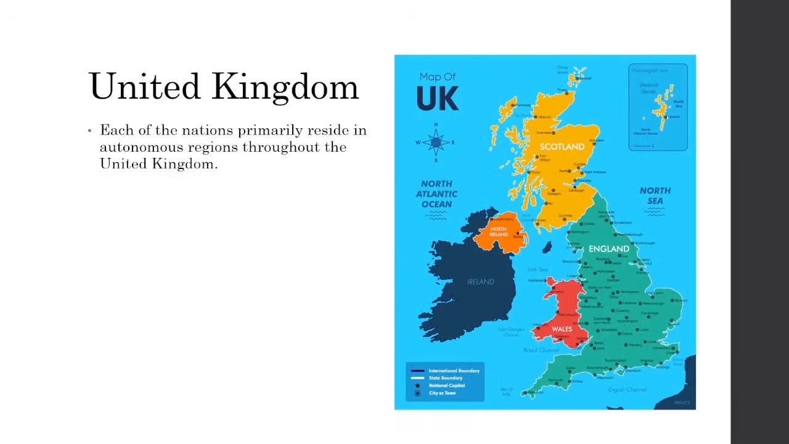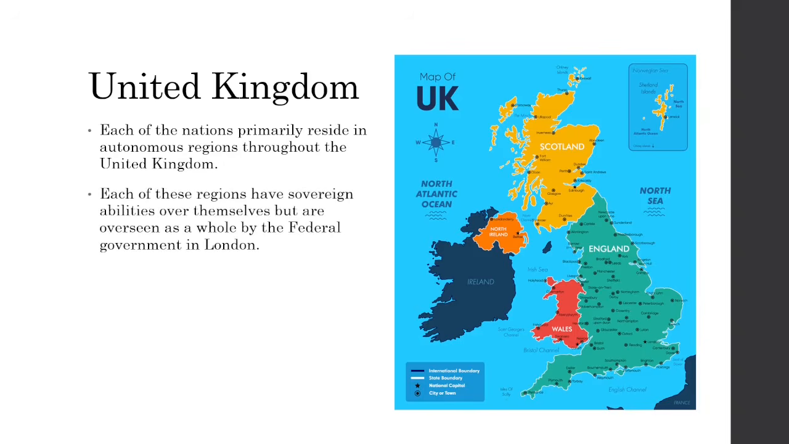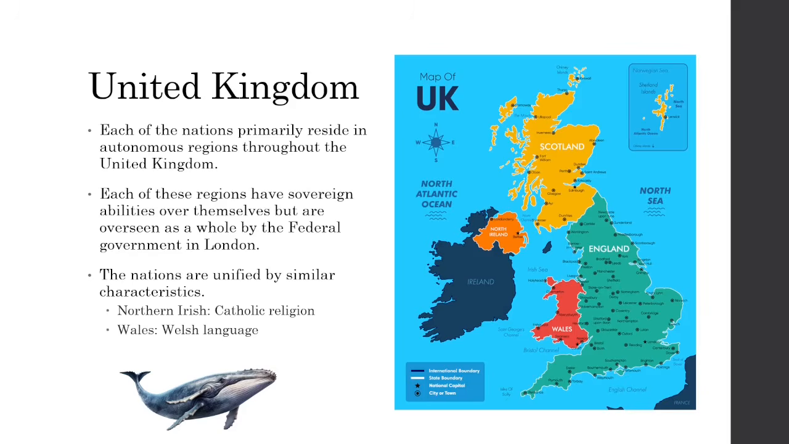So, as I was discussing, these regions reside in autonomous regions. That's what we call them. So we have England, Scotland, Wales, and Northern Ireland. They have sovereign abilities over themselves to an extent, not full sovereignty, otherwise they would probably be considered countries, because they're overseen by the federal government in London. They're unified under similar characteristics, like Northern Ireland is Catholic, while Ireland is particularly Protestant. In Wales, they have the Welsh language, for example. Scottish is also a language in Scotland. And then English accents and the English language unify the people of England as well.